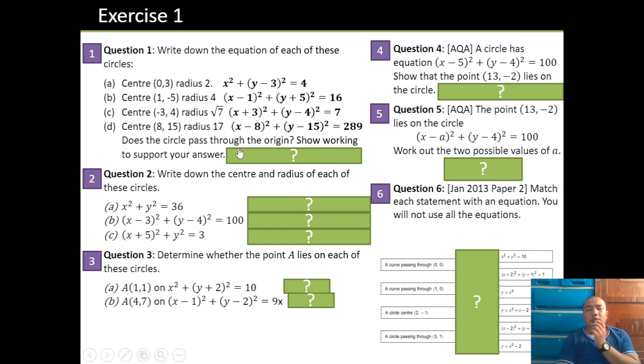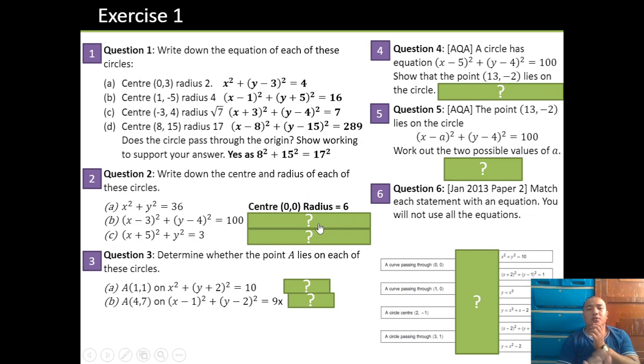Ayun. Center 8, 15, radius 17. Okay. Does the circle pass through the origin? Show working to support your answer. Yes. 8 squared plus 15 squared equals 17 squared. Yes. Next, question 2. Write down the center and radius of each of those circles. Very easy. 0, 0 center, radius 6. Letter B, center 3, 4, radius 10. Letter C, center negative 5, 0, radius square root of 3.